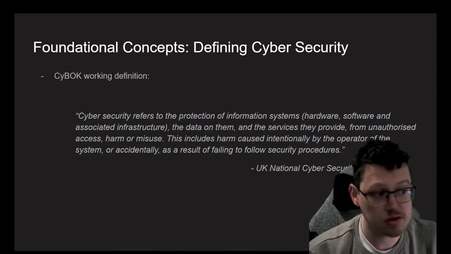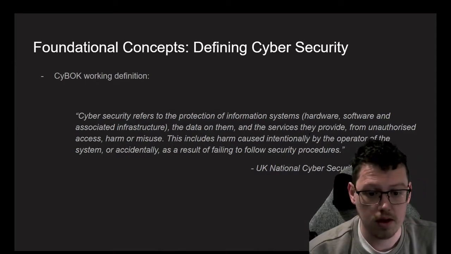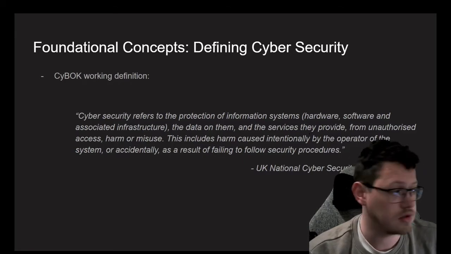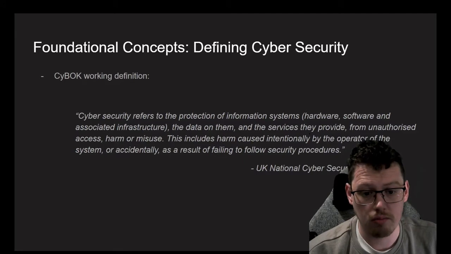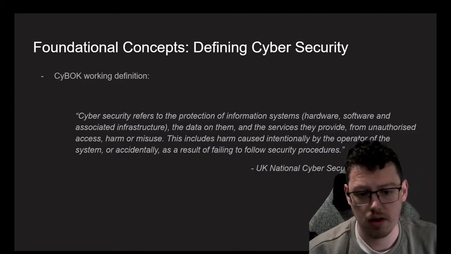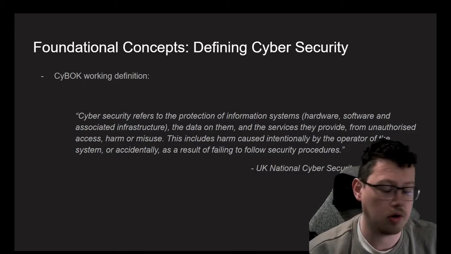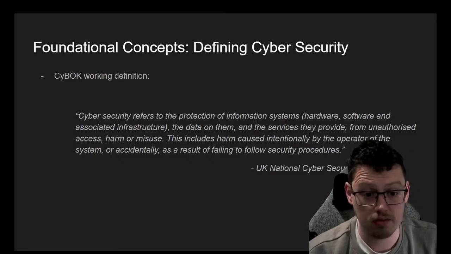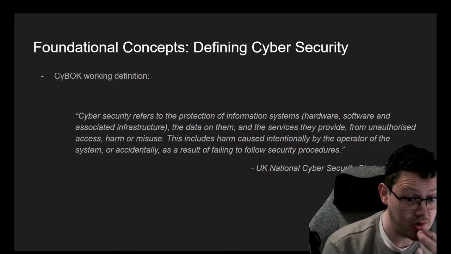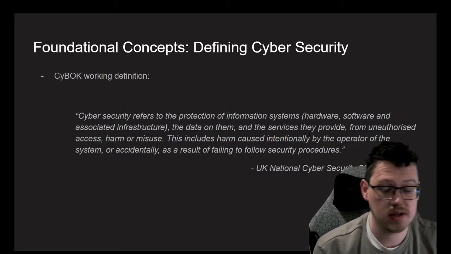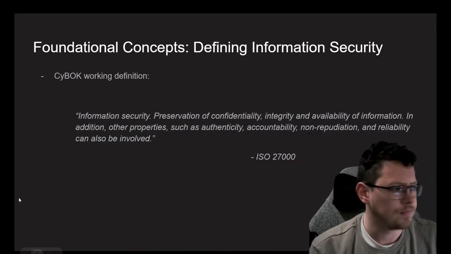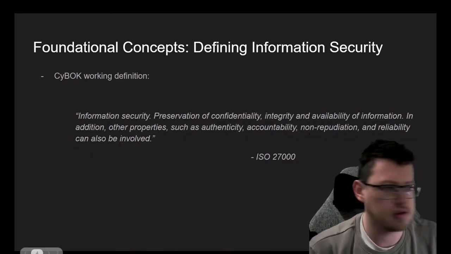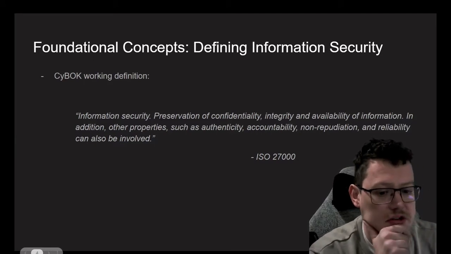As you can see, this is all about protecting information systems, which they've defined as hardware, software, and associated infrastructure. Protecting the data and the services that they provide from unauthorized access, so people who are not allowed to be on the system, and from misuse, either intentional or unintentional, so things that step outside of a defined security policy. Okay, so that was our cybersecurity definition. Now let's look at the information security definition.